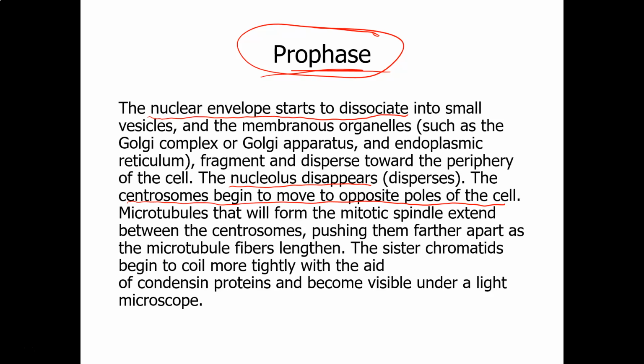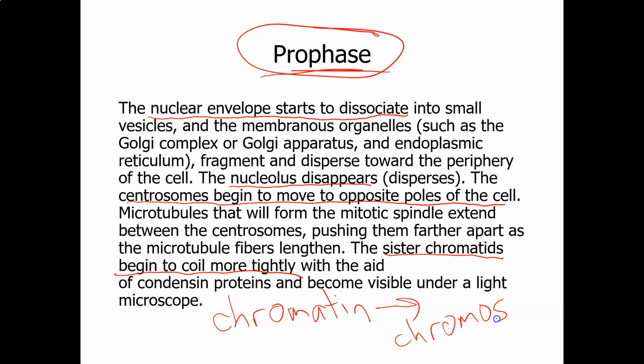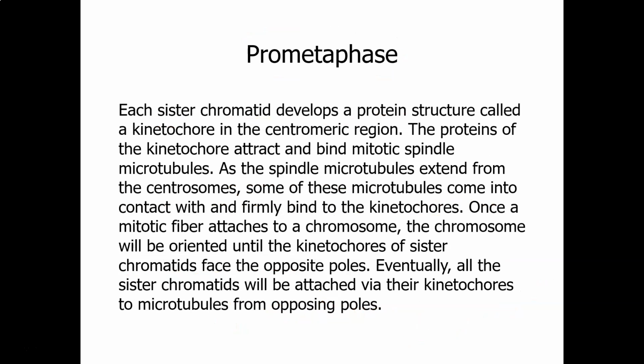The microtubules that will form the mitotic spindle extend between the centrosomes and they push them farther apart, and the microtubule fibers lengthen. And the sister chromatids begin to coil more tightly or condense into chromosomes. In other words, the DNA was chromatin, which is very spread out, and then it condenses into chromosomes during prophase. So visible chromosomes that you can see under a microscope.